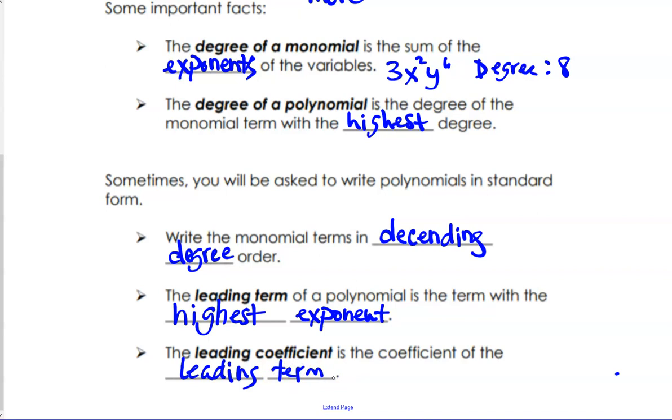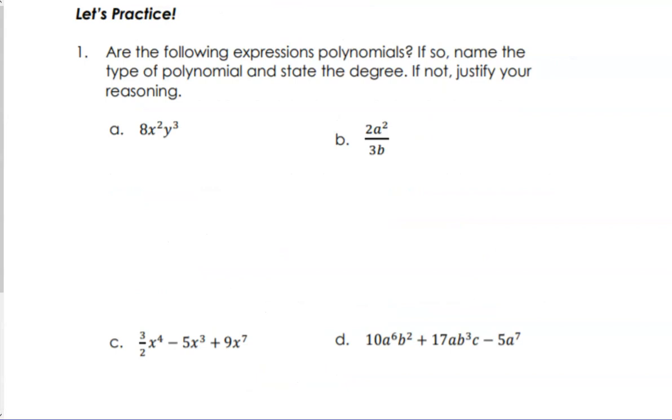All right, let's do some examples. Are the following expressions polynomials? If so, name the type and state the degree. If not, justify your reasoning. Some things you need to know about polynomials: polynomials can only have exponents that are positive numbers. That means you cannot have any negative exponents. That's a big thing we've got to watch out for.